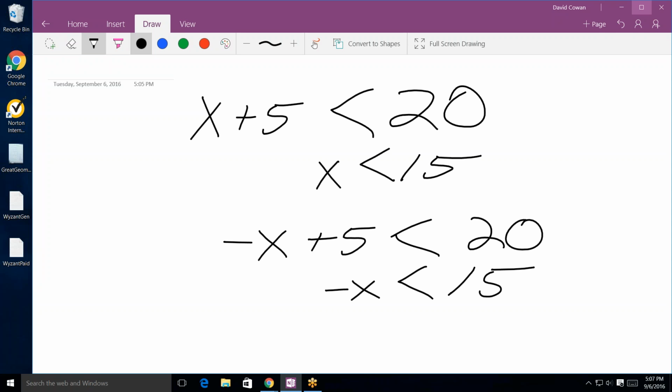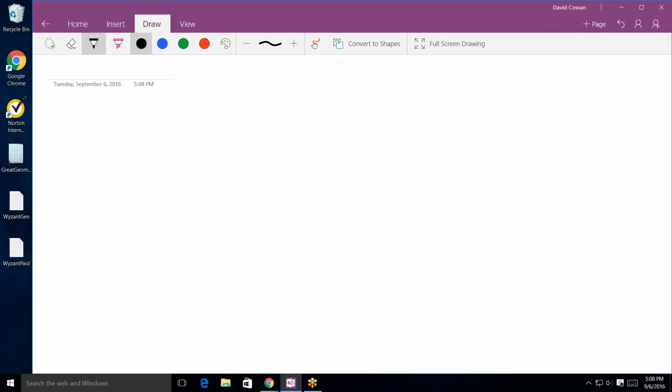Solve it for x. Well, you need to divide both sides by -1, right? The only difference between inequalities and equations is that when you divide or multiply both sides by a negative number, you have to turn the inequality sign around. So it becomes x is greater than -15. I still divide both sides by -1, but then I turn the sign in the other direction. That's really the only difference between inequalities and equations. So what's your first problem?